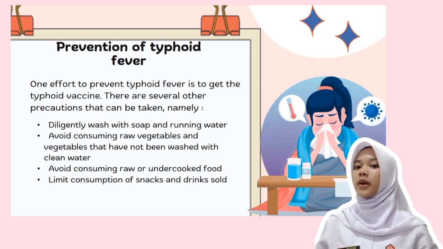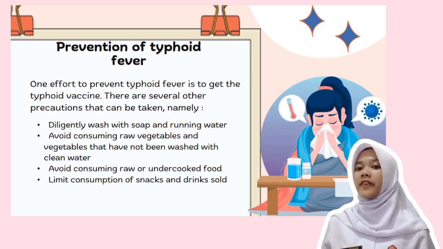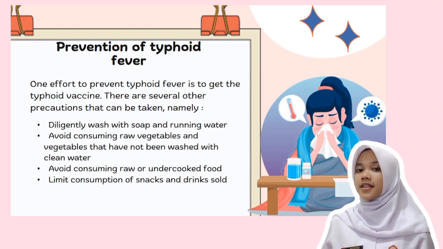Prevention of typhoid fever. One effort to prevent typhoid fever is to get the typhoid vaccine. Although generally given to children aged 2 to 12 years, the typhoid vaccine can also be given to adults who are at risk of developing typhoid fever.